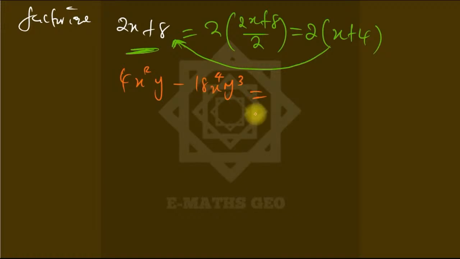The HCF will be 2, not 4, yes. And between x squared and x raised to 4, the highest common factor will be x squared. So meaning always bring out the smallest power.